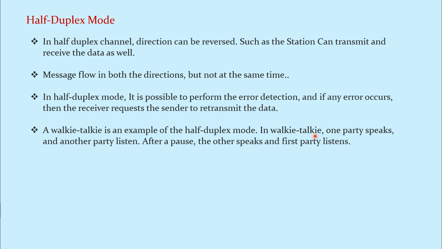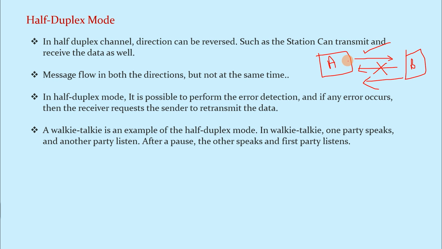In walkie-talkie, one party speaks and another party listens. After a pause, the other party speaks and the first party listens. So let me try to explain with an example. Suppose this is machine A or system A, and this is system B. If system A is sending a message to system B, then system B cannot send a message to system A at the same time. But once this message is sent, then system B can also send a message to system A. So this is the complete flow of half-duplex.